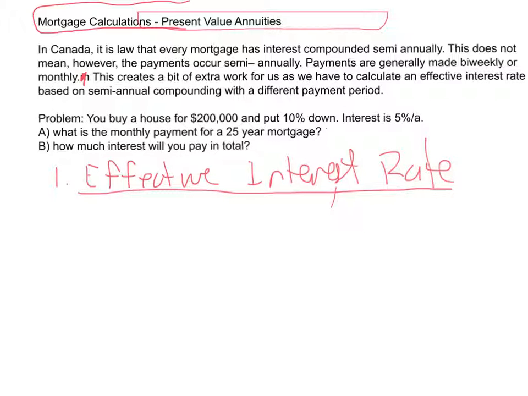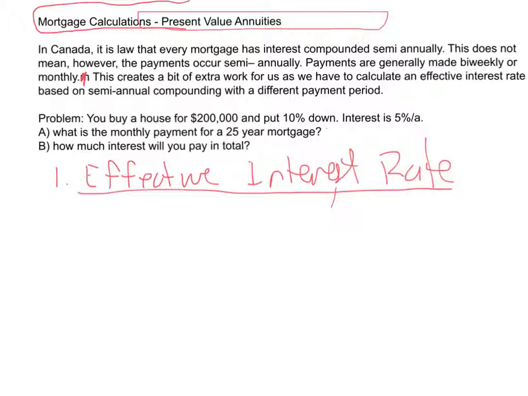Oh, by the way, that $200,000, is that money today, or is that money in the future? Well, it's money today. Since it's money today and you're paying it off over time, it's a present value annuity. So whenever the payments depend on the present value, that's a present value annuity. Whenever the payments are trying to create some amount in the future, that's a future value annuity.